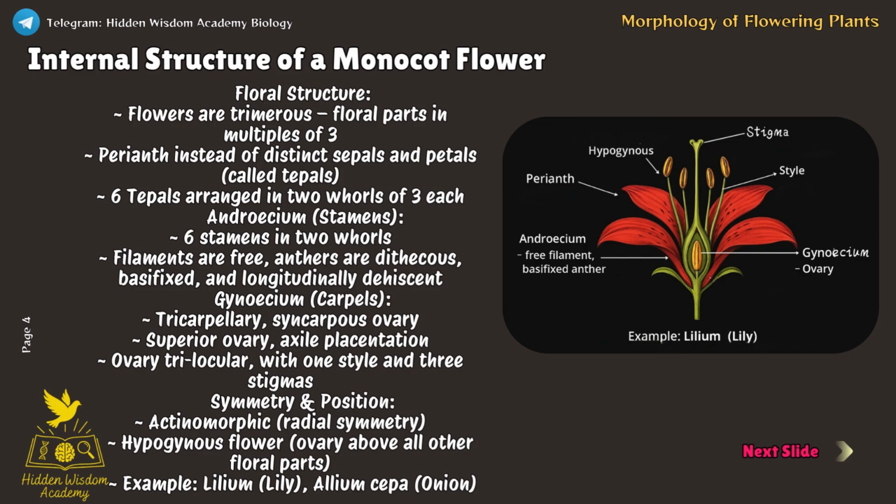The gynoecium has 3 fused carpels forming a superior ovary with 3 chambers and axile placentation. The flower is radially symmetrical and hypogynous, meaning the ovary is above other parts. Examples include lily and onion, both typical monocot flowers.